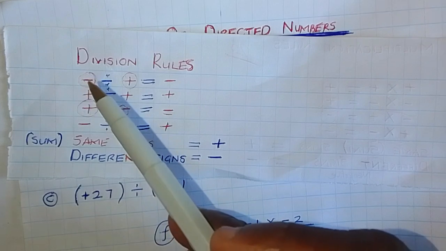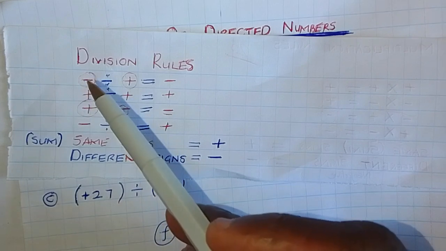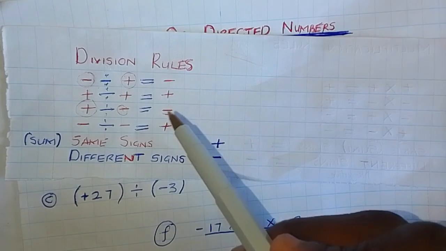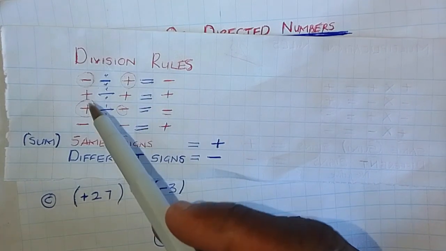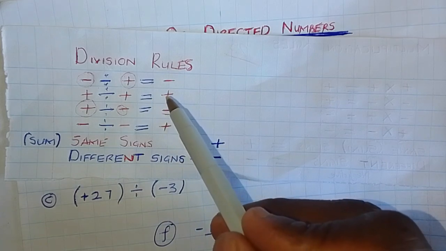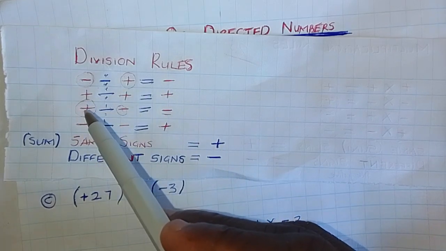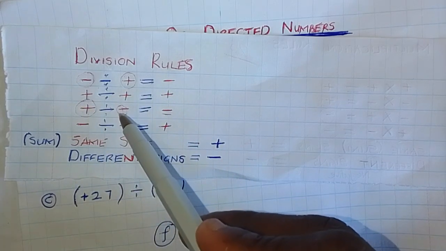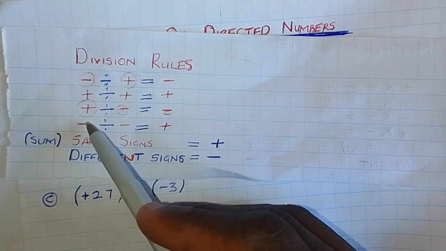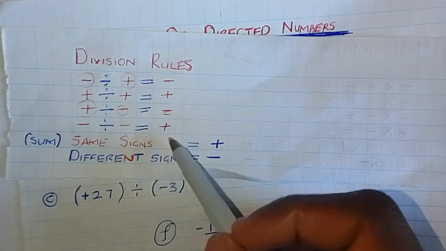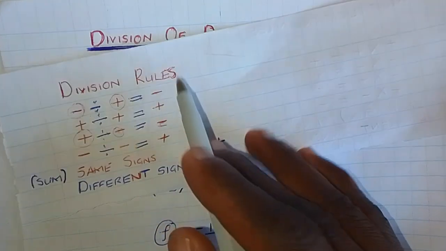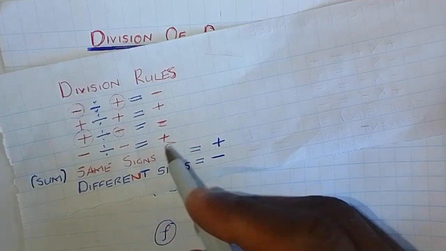If you divide a negative number by a positive number, the final result will be negative. If you divide two positive numbers, the final result will be positive. If you divide a positive number by a negative number, the final result will be negative. If you divide two negative numbers, the final result will be positive.